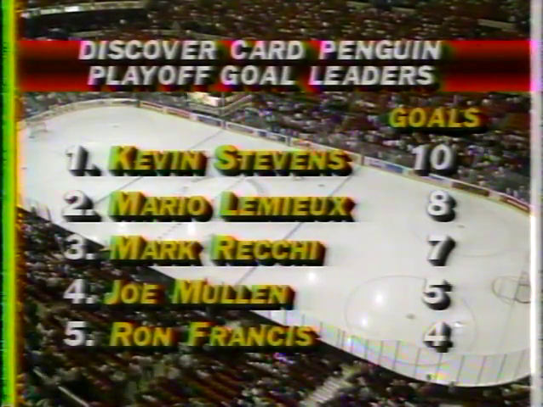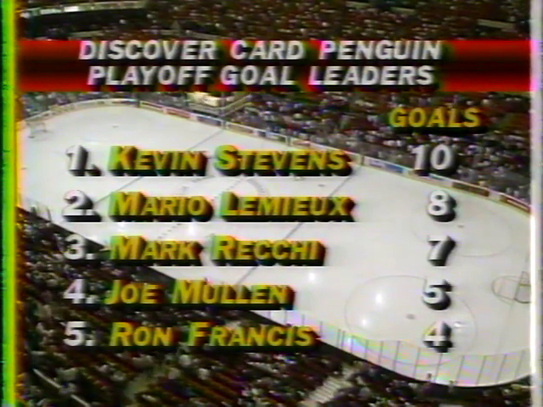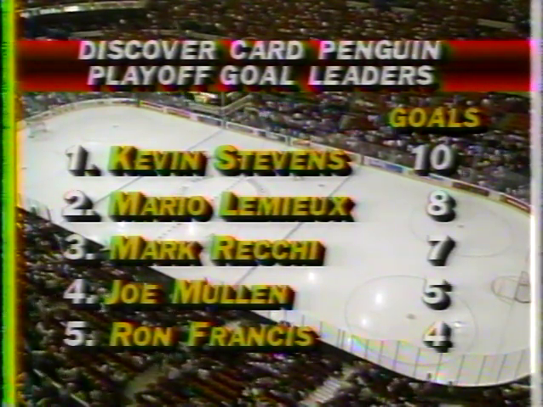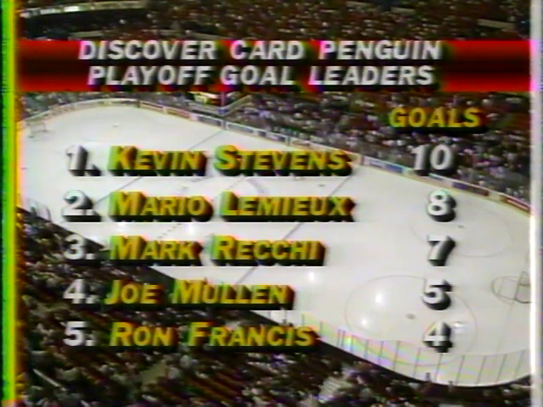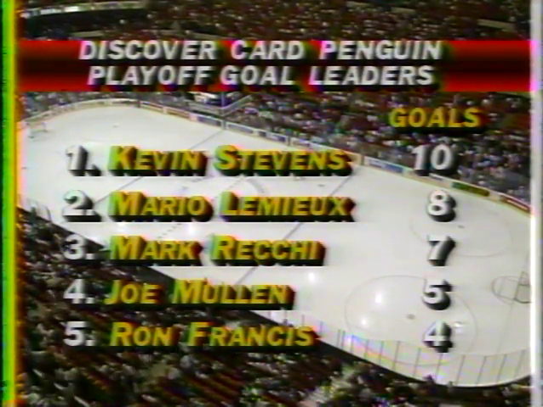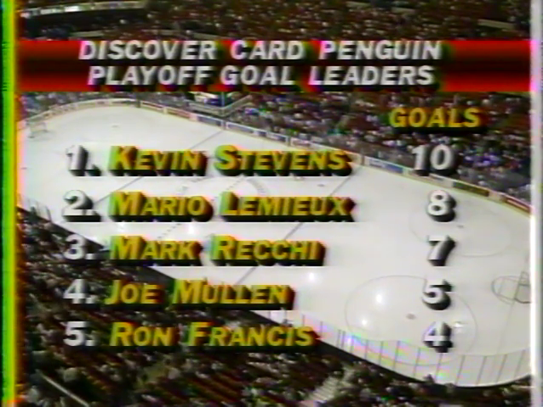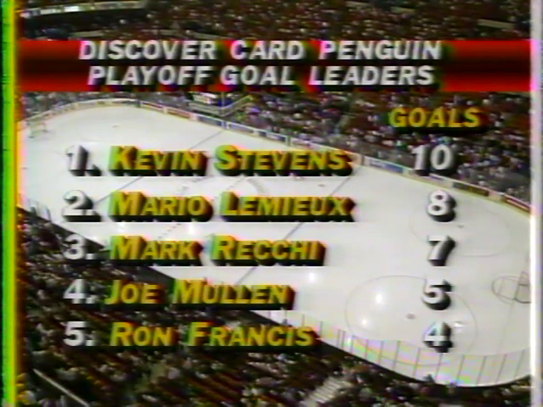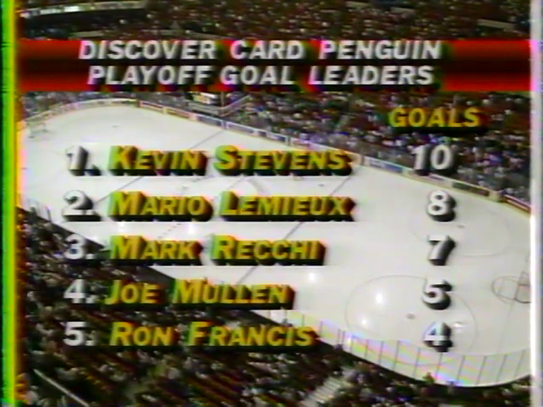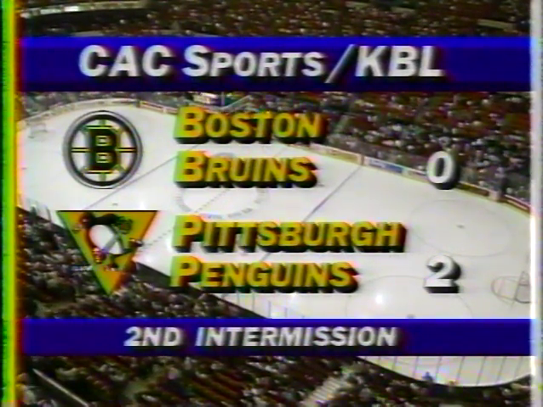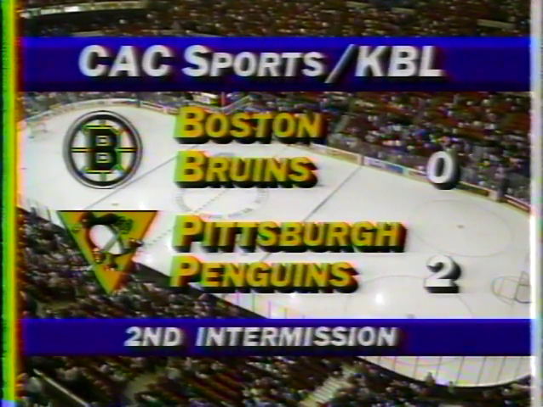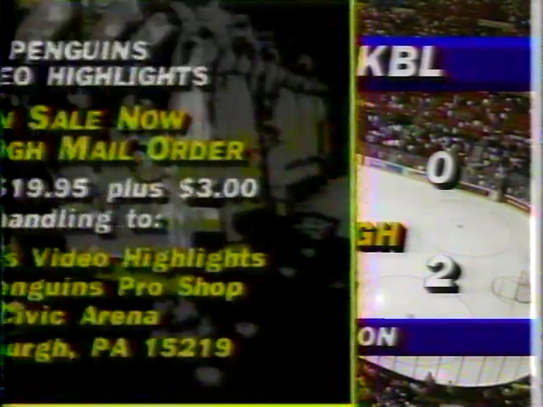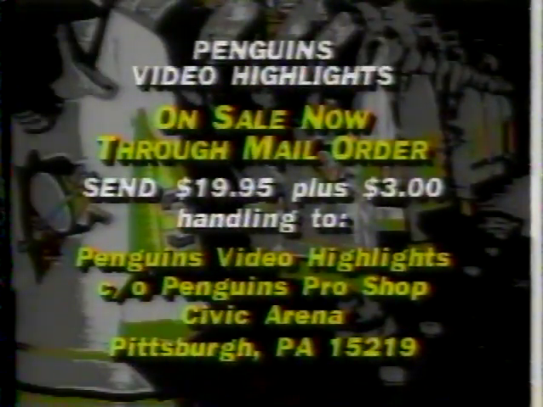Discover Card, the card that pays you back, is going to tell you who the top guys are in terms of putting that puck in the net here in the playoffs for the Penguins. And it's Kevin Stevens with 10, Mario Lemieux with 8, Mark Recchi with 7, Joey Mullen with 5, and Ron Francis with 4. The Penguins have 2 pucks in the net in this one so far. A 2-0 lead over the Boston Bruins after 2 periods of play, outshooting the Bruins 30-15. Andy Moog has been unbelievable.